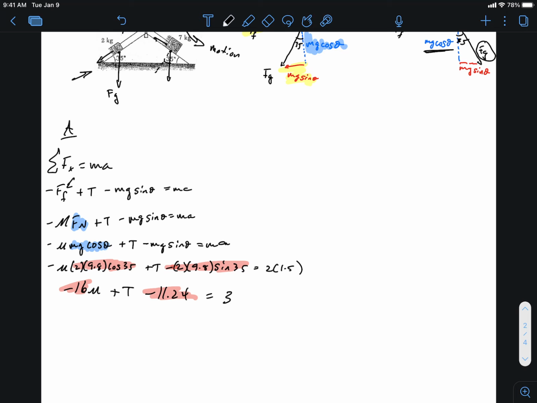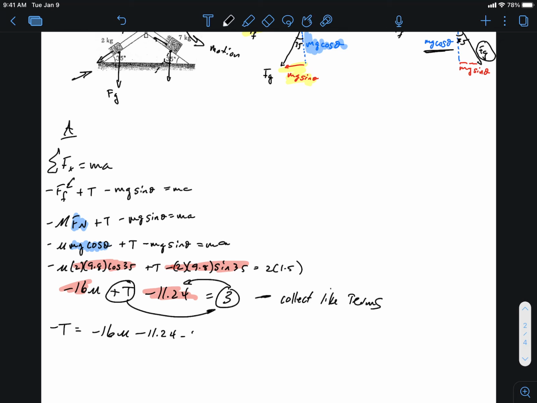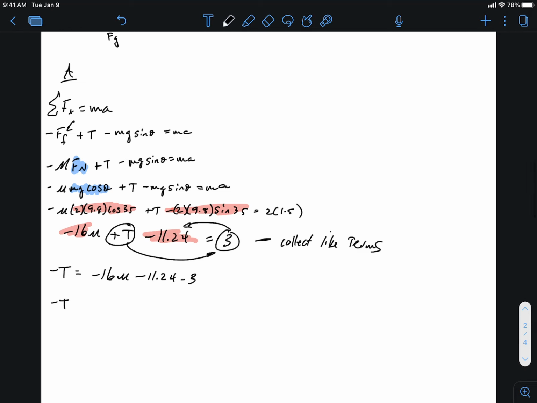Okay, so let's just clean this up. What stage are we at? We're going to collect like terms. That's all we're doing. And in the midst of it, I'm going to do something strategic here. I'm going to move this to the other side. I'm going to take this and bring it over here. So I'm going to get negative t is equal to... all right. Is anybody freaking out right now? Please say yes or no.